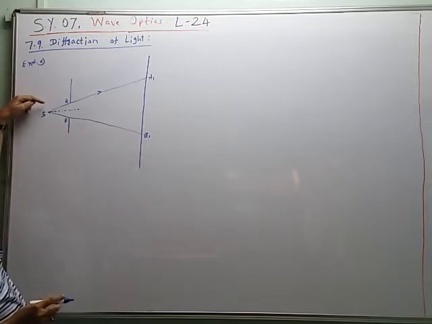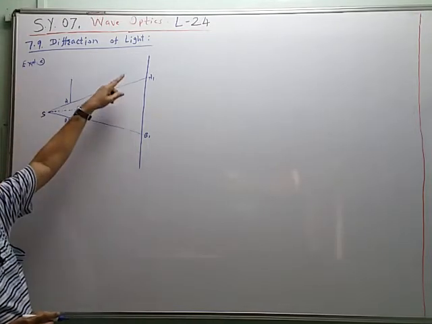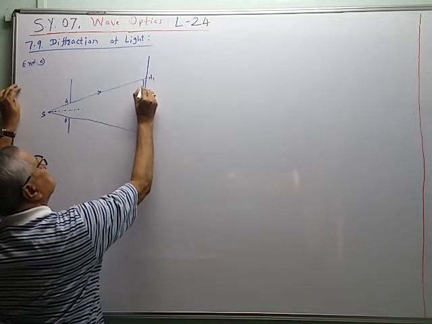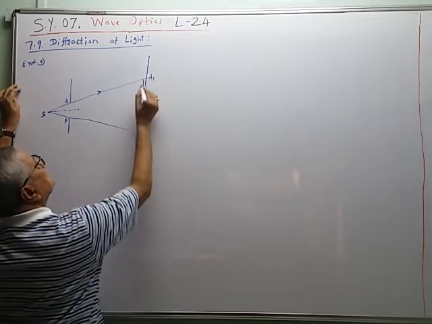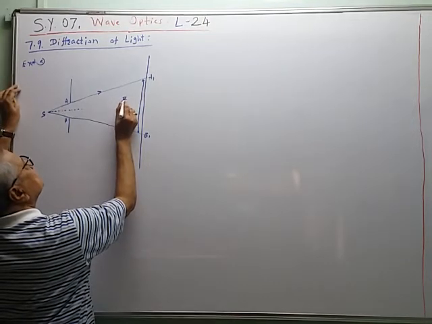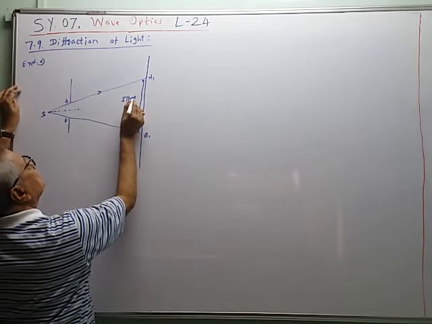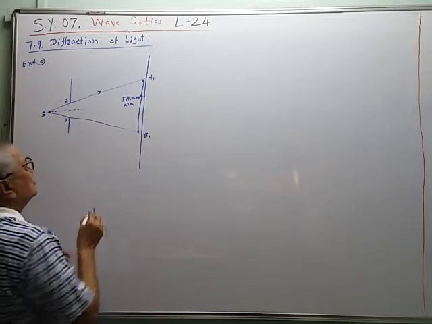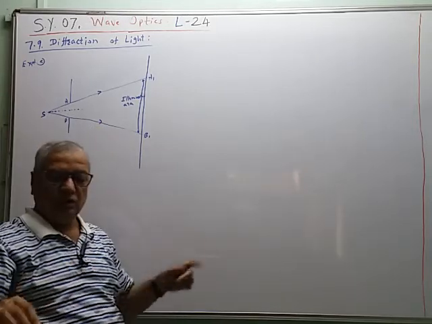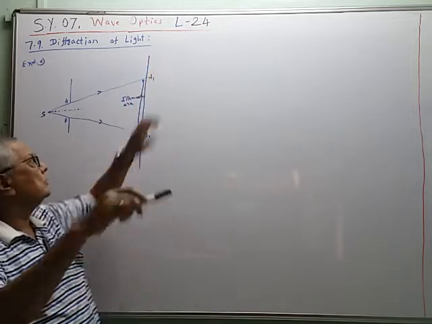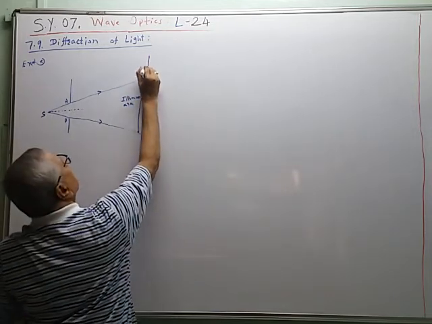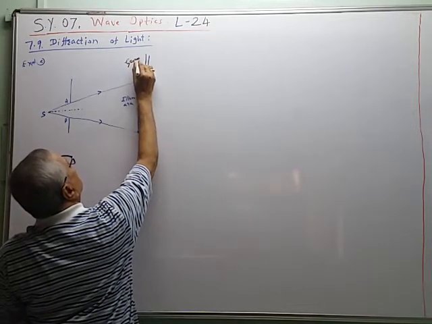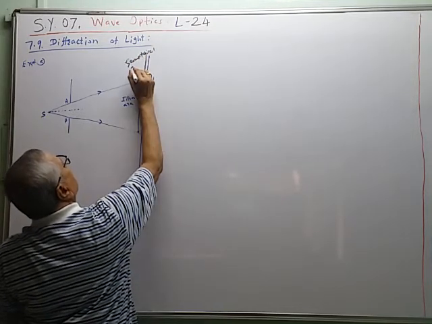So in this case, the waves from the source are reaching all the points between A1 and B1. So this A1, B1 is the illuminated area of the screen. Now, above the point A1, there are no waves reaching, so this is the region of geometrical shadow.